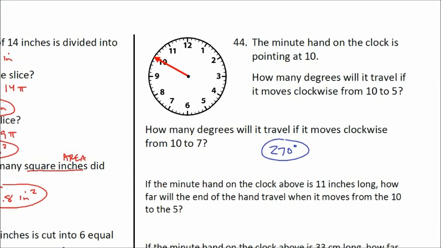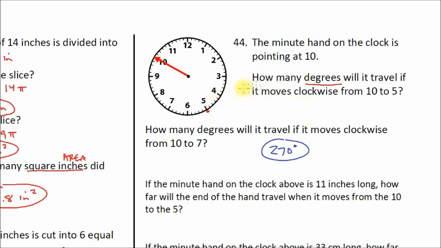Clock question. The minute hand of the clock is pointing at 10. I see that in the diagram. How many degrees? So now think about this, class. This is not asking you for how far, so it's not arc length. It's not asking us for the area, so it's not sector area. It's just degrees. How many degrees will it travel if it moves from 10 to 5? So 10 to 5. I'm going to put a little dot right here. It's going to get to the 5.